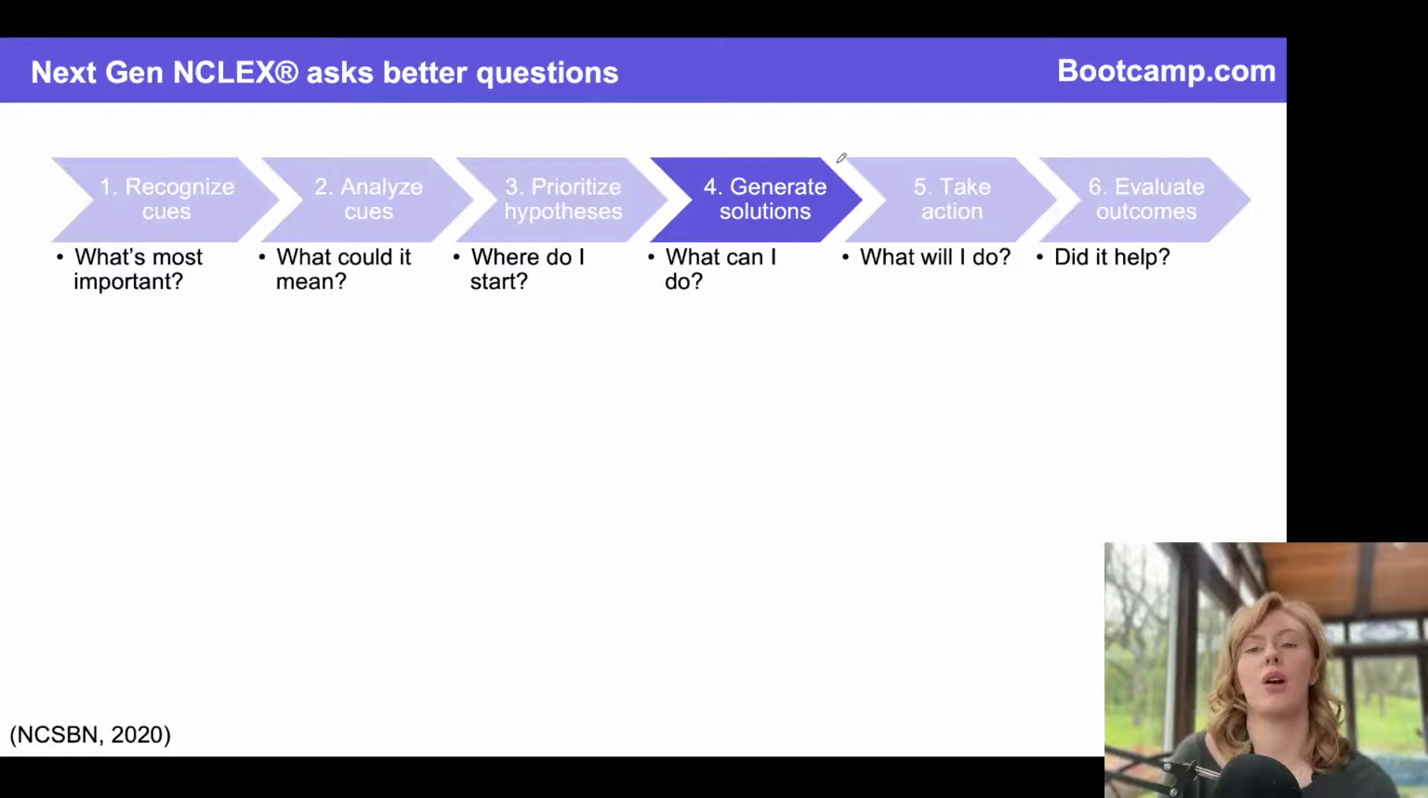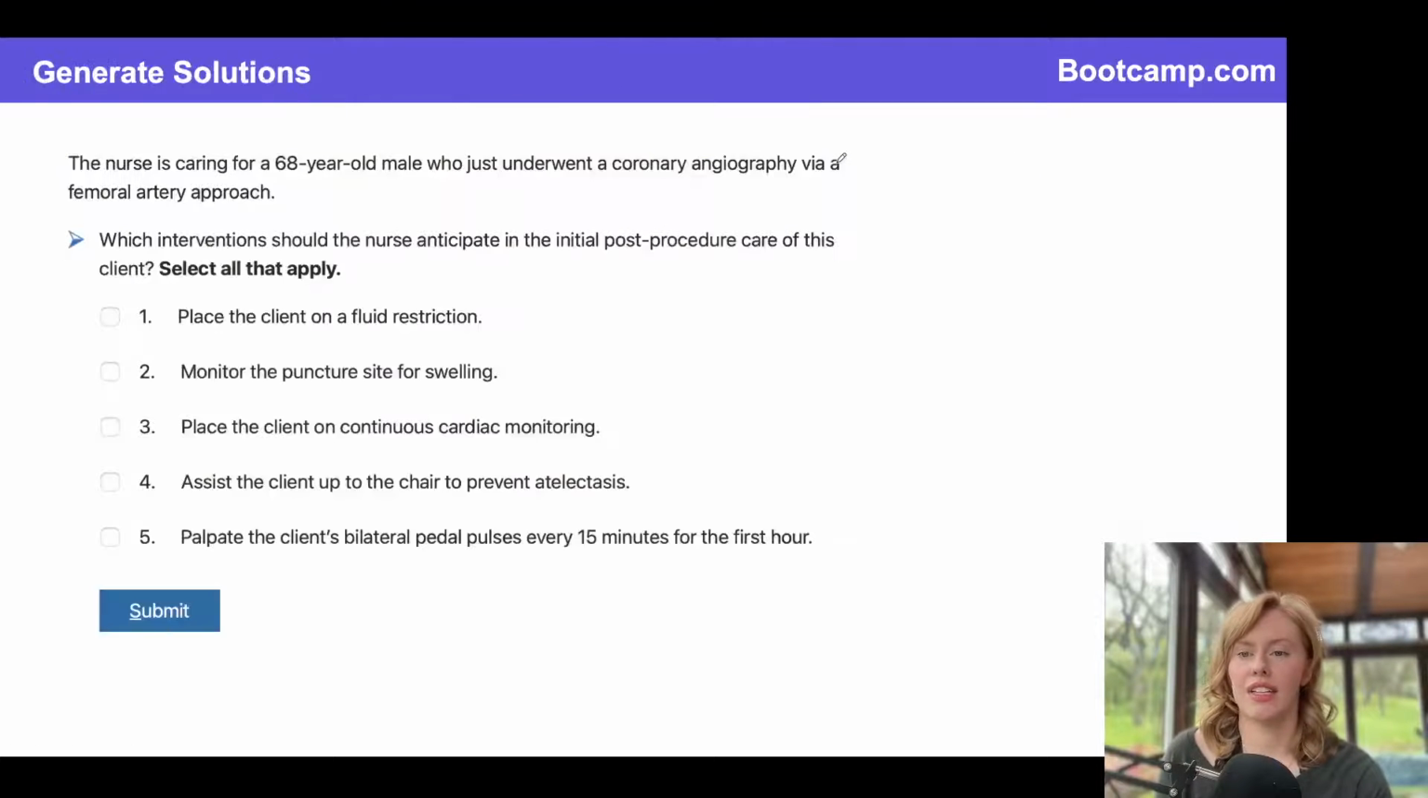Good, so now that we've prioritized what we're gonna do first, we need to generate solutions or figure out what can I do to address this problem. And so we're going to look at this client who just had a coronary angiography via a femoral artery approach, and we need to figure out which of these interventions we include in the initial post-procedure care. So real quick, do you guys remember what a coronary angiography treats? What do we do this to treat?